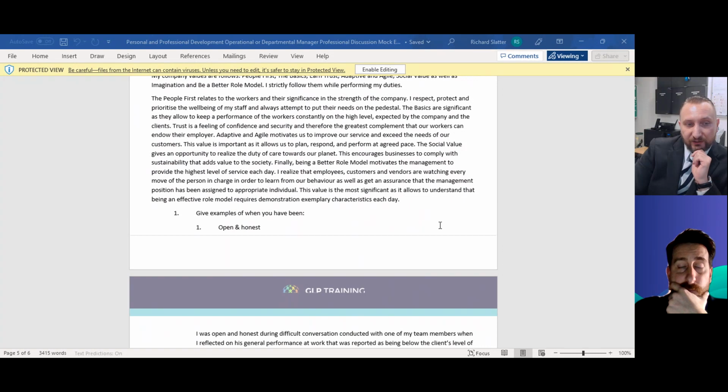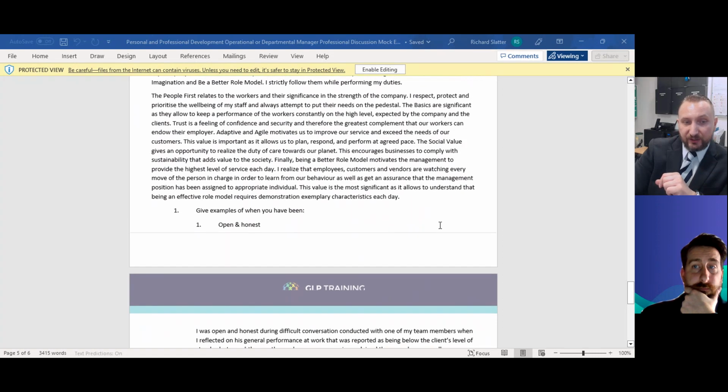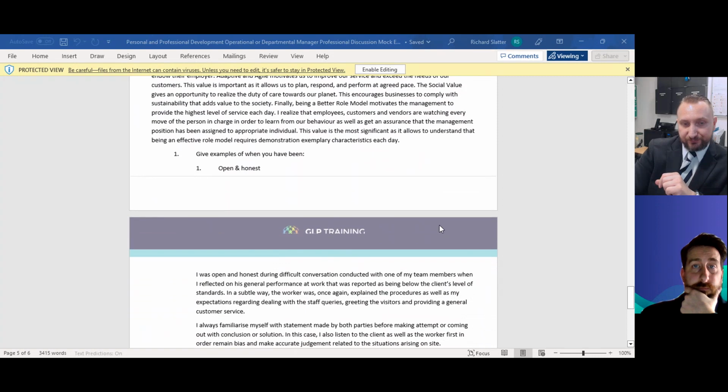The social value gives an opportunity to realize duty of care towards our planet. This encourages businesses to comply with sustainability that adds value to society. Finally, being a better role model motivates the management to provide the highest level of service each day. I realize that employees, customers, and vendors are watching every move of the person in charge in order to learn from our behavior, as well as get an assurance that the management position has been assigned to an appropriate individual.